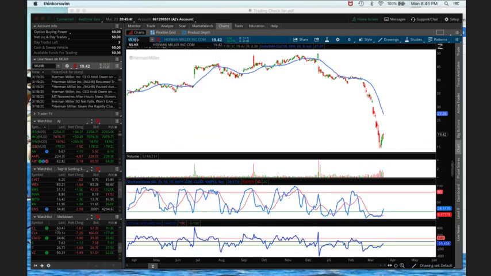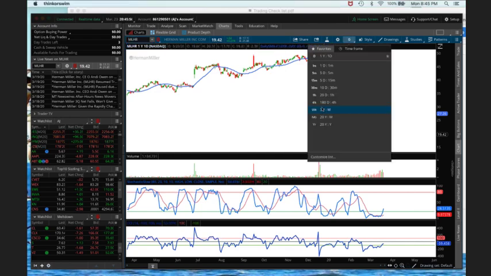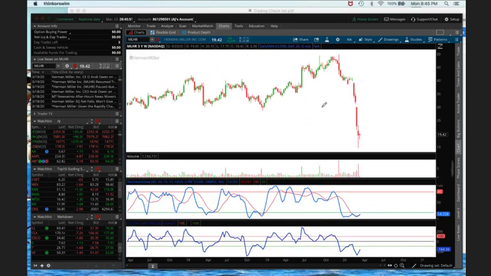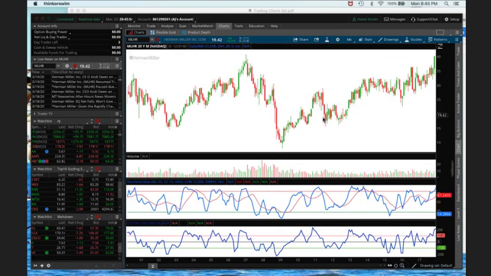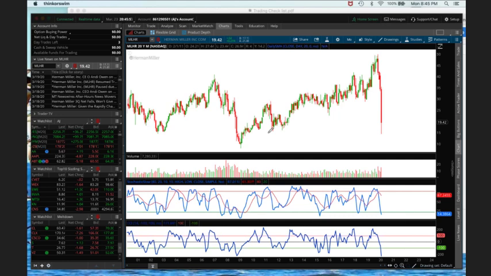MLHR right here, Herman Miller Inc. Looks like a beautiful pivot point. Now, hold on, David. I got to see where the next level of support is on this. I'm going to go back to the weekly chart. Oh, don't see support there. Go to the monthly chart, 20 years. There's support. Actually, look at that.